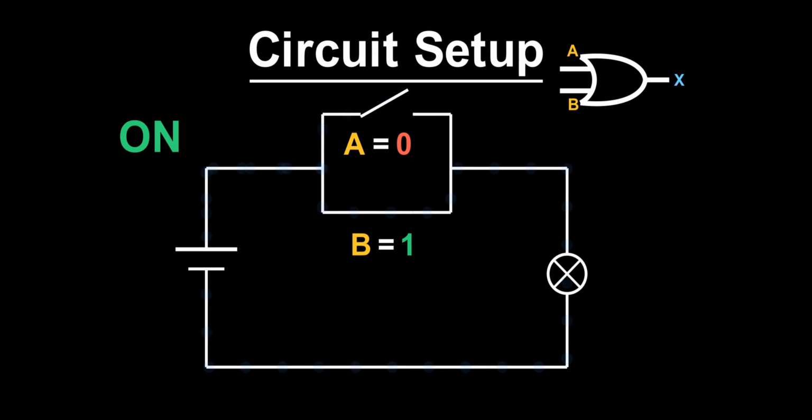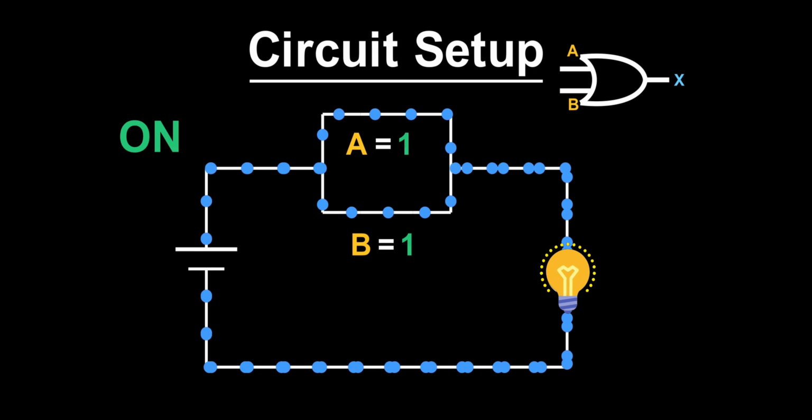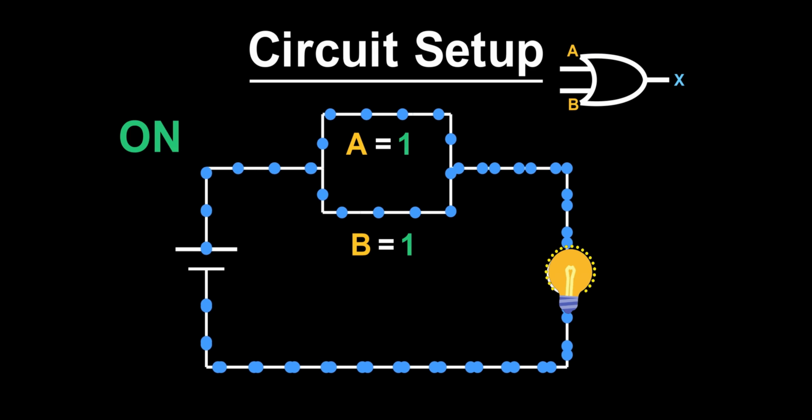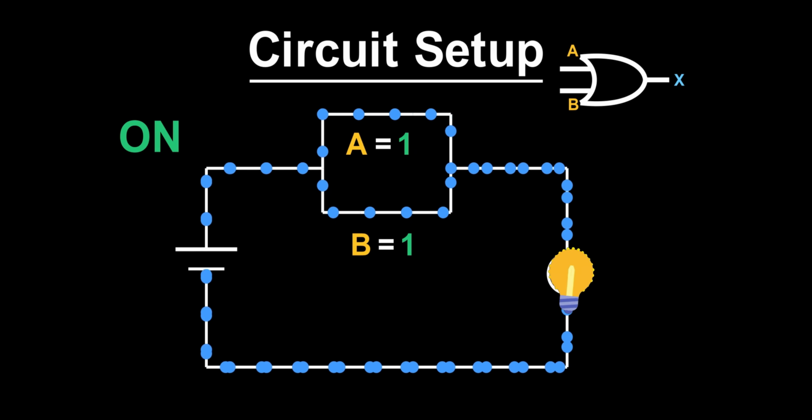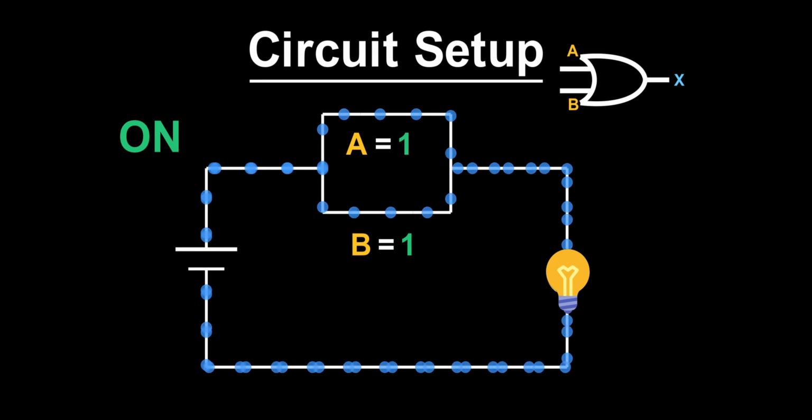A or B is actually on. If you close both of them, A equals 1, B equals 1, current flows through both, and the light bulb will always be on. So the light bulb is always on in cases where one or both of those are closed.